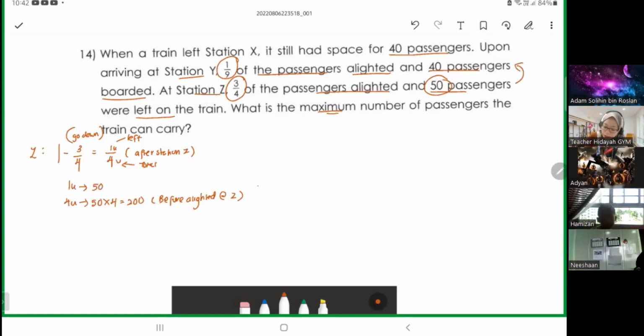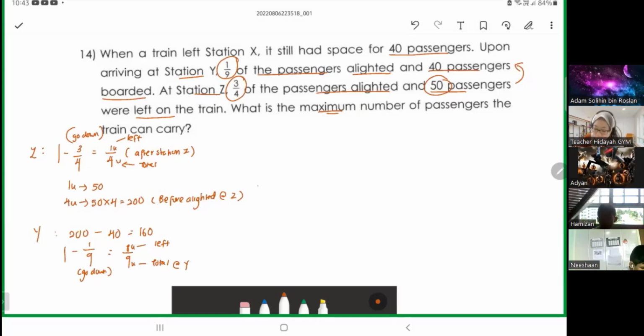40 passengers boarded, right? So now we are at Y. So 200 before the boarding of 40 passengers means we don't have these 40 people. It will be 160. This 160 is the balance after 1/9 of the passengers alighted. 1 whole minus 1/9, this one went down, so my leftover will be 8/9. This is my total at Y.